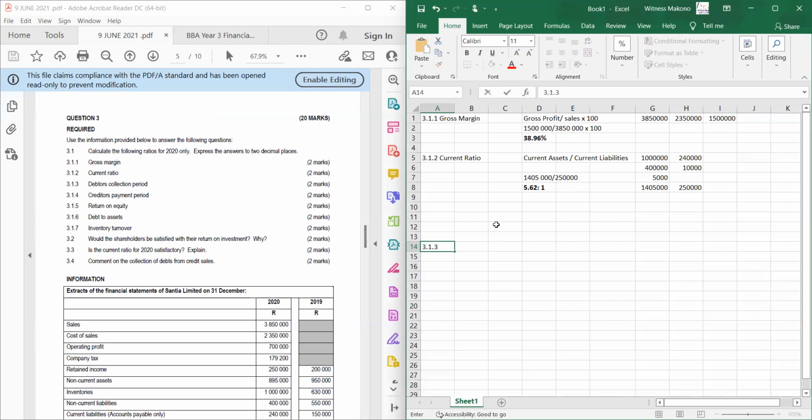Right. So it's 3.1.3, which is the debtors collection period. This is the time that you spend before collecting your debts.